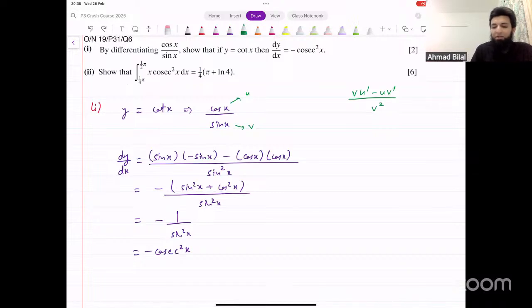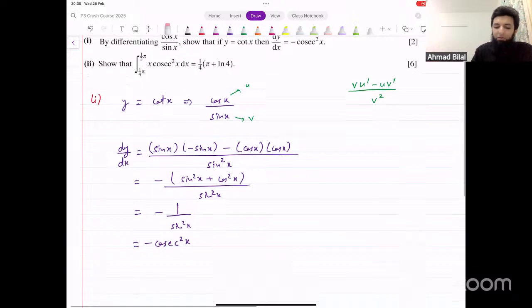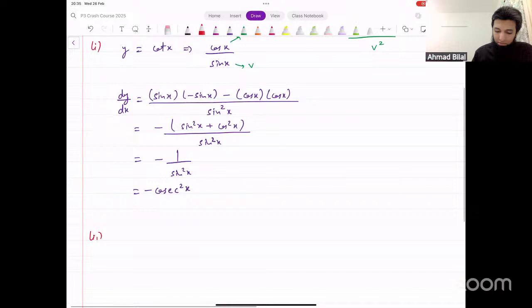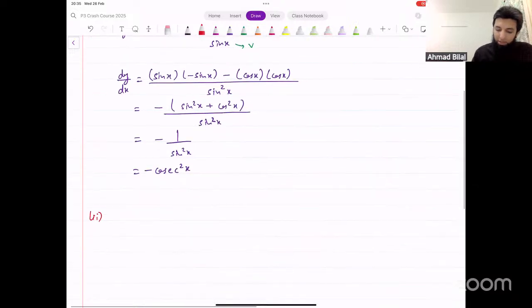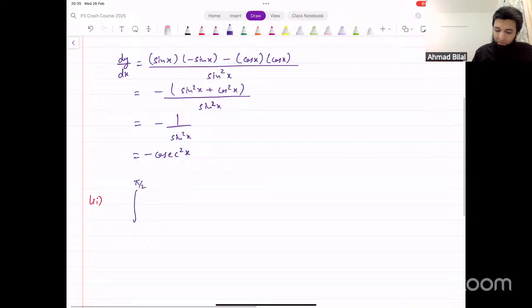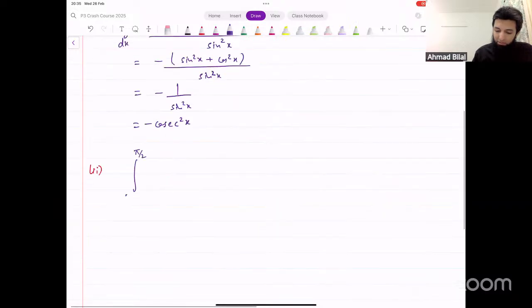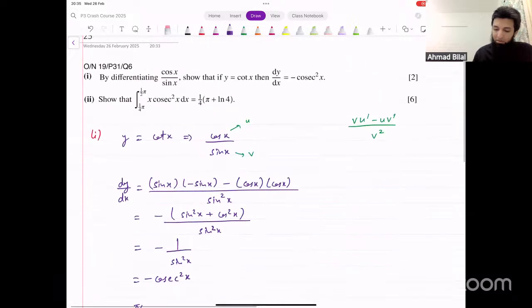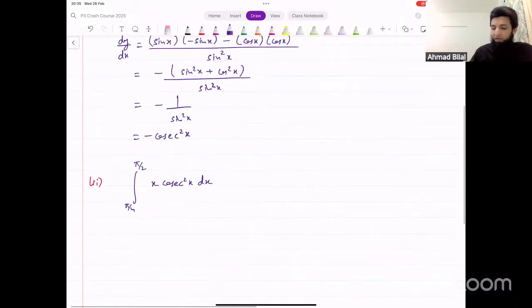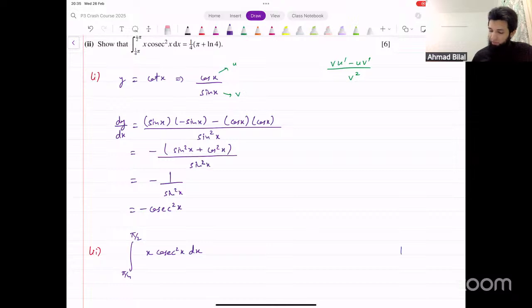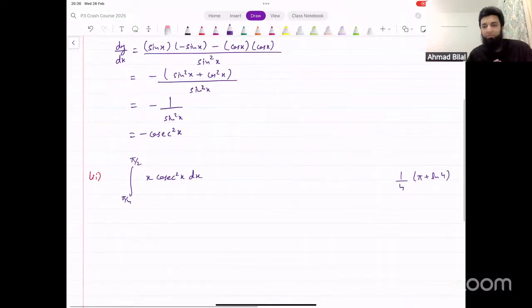Okay, now they made us do that in the first part. And then in the second part, they're saying, show that this integral equals this. Okay, how do we do this now? Part 2. Integration of x cosecant square x with respect to x. We need to show that this becomes 1 over 4 pi plus ln of 4. That's what we need to show. How do we integrate this? Any idea about this?